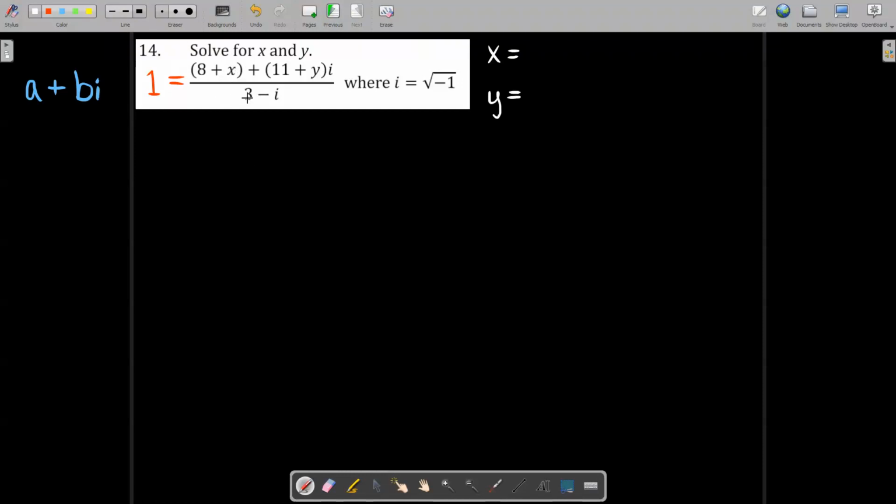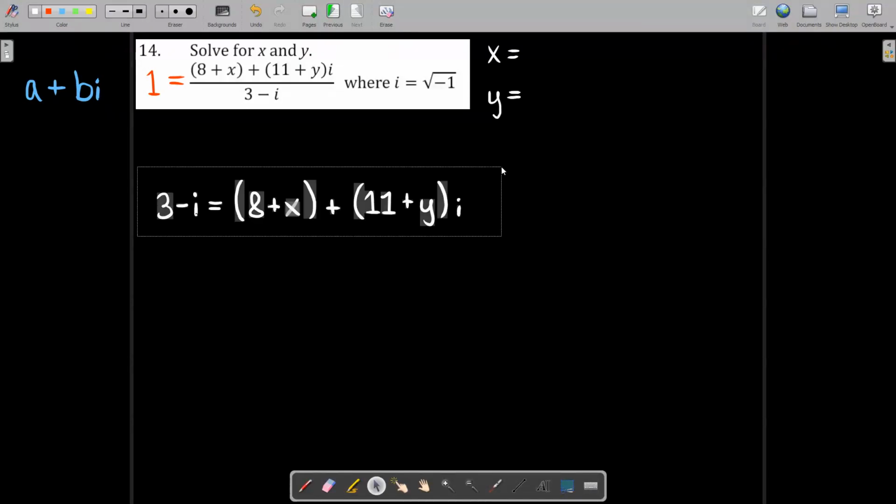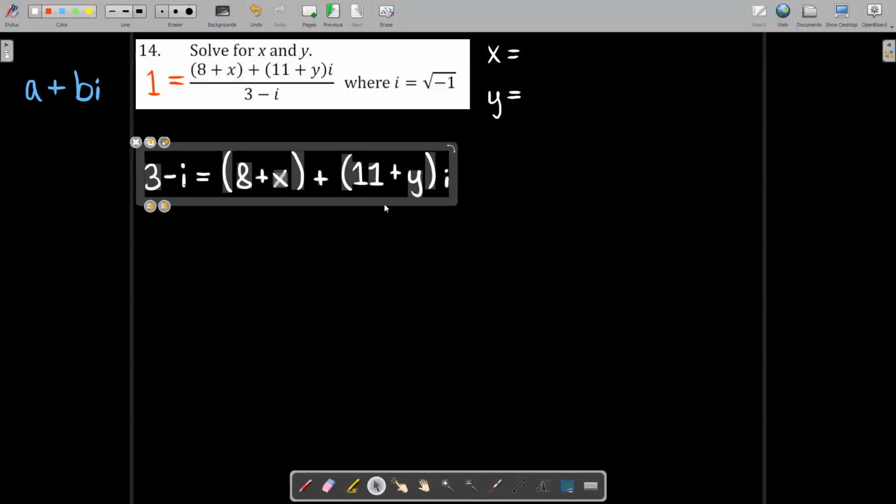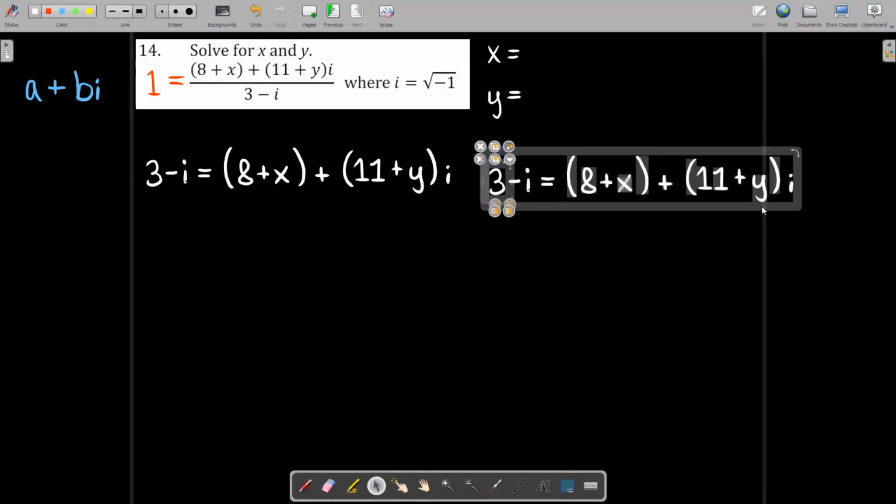Both of these problems are going to start the same way. We are going to multiply both sides by 3 minus i. That way, this is not a fraction anymore, okay? And so whether you're solving for x or y, that's something that's going to have to be done. So I think I'm going to just go ahead and do 1 times 3 minus i and get 3 minus i equals 8 plus x plus 11 plus y times i. And I'm going to go ahead and copy this and save this part of the problem for when I'm solving for y over here in a second.